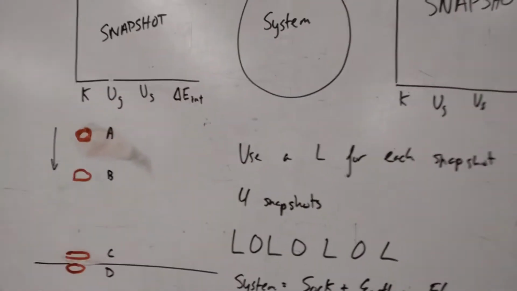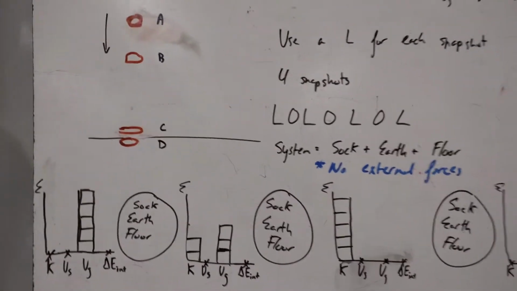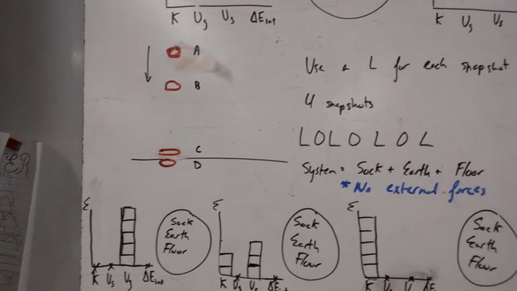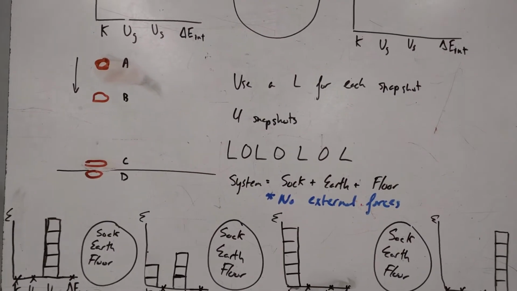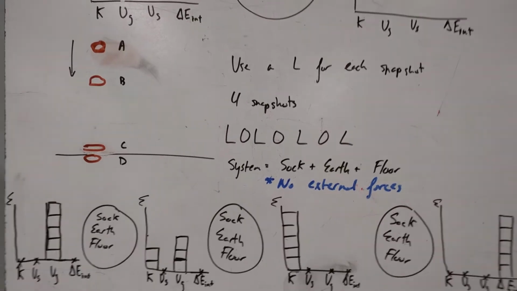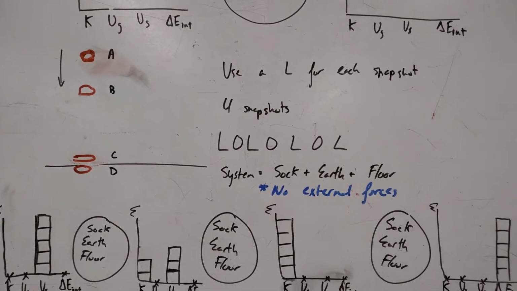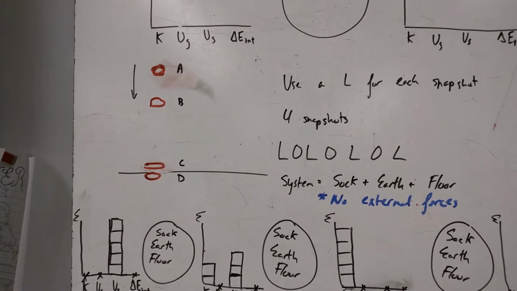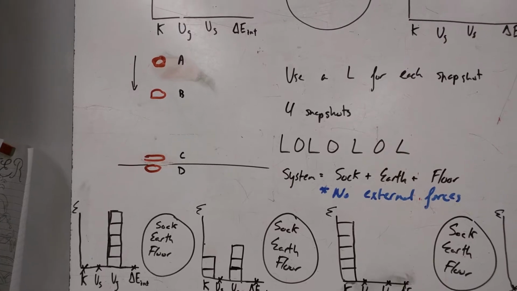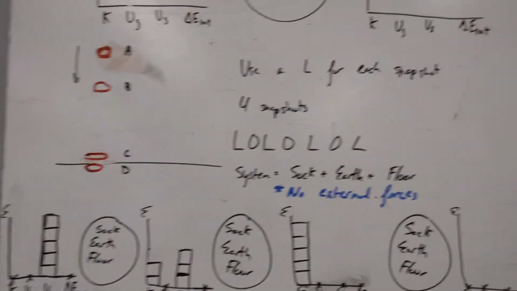So I'll start off with an example here. I've got a sock that I pull up to a certain height A, and then I drop it. The way we use our diagram is we use the L's for each snapshot, and I'm going to take 4 snapshots here. Before I drop it, A, and then when it finally hits the ground and is at rest at D, and then 2 points in the middle. So this will look like this. It'll be an LOL diagram.